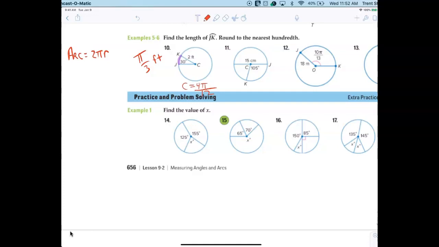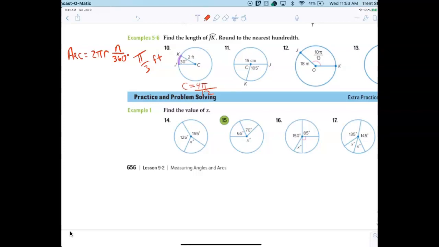Now, I want to ask you, what do you think n over 360 represents? What does n over 360 represent? How many degrees in a circle? So what does n represent? The fractional part of the circle, right? How many degrees are there in that arc? That's what n is. N is the measure of the arc.